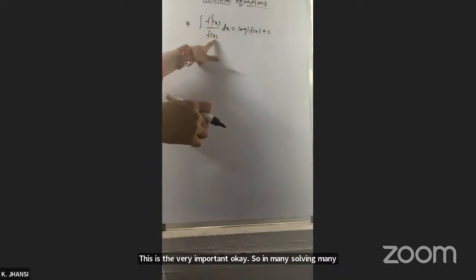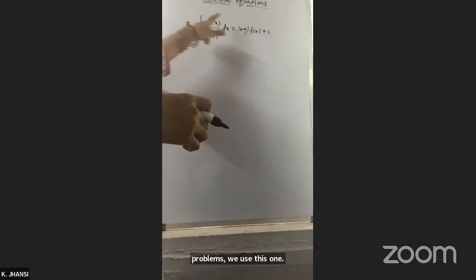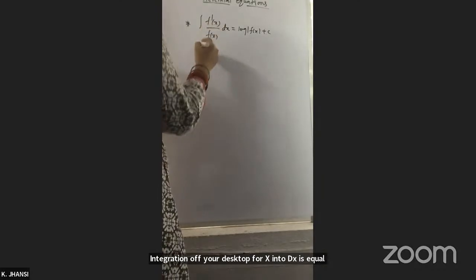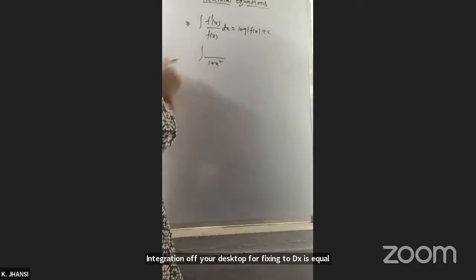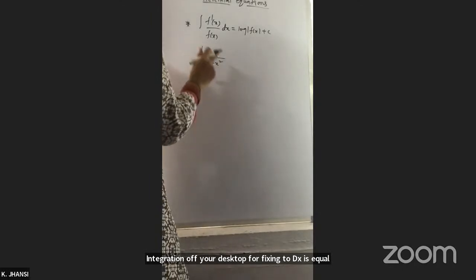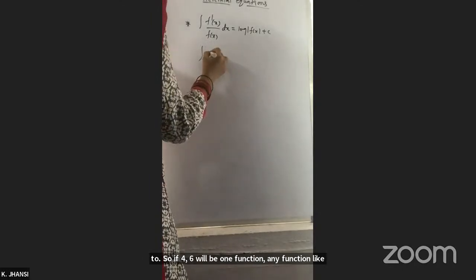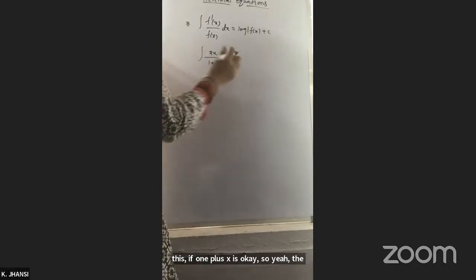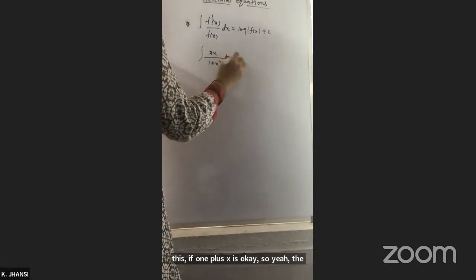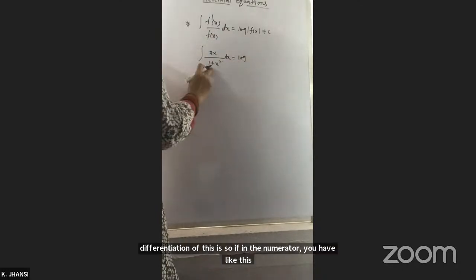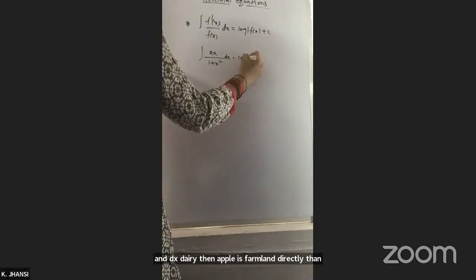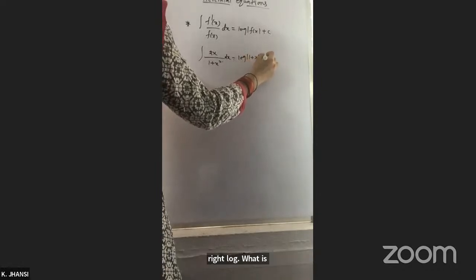Integration of f dash of x by f of x into dx is equals to, so f of x will be one function, any function like this, if 1 plus x square is there. Okay. So here the differentiation of this is 2x. So if in the numerator you have like this and dx, directly you can apply this formula and directly you can write log, what is f of x? f of x is the denominator one, that is 1 plus x square plus c.